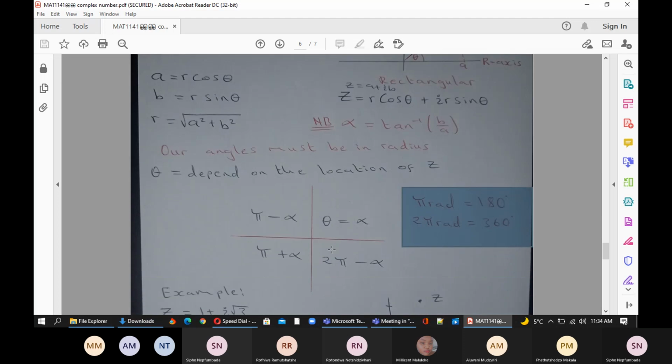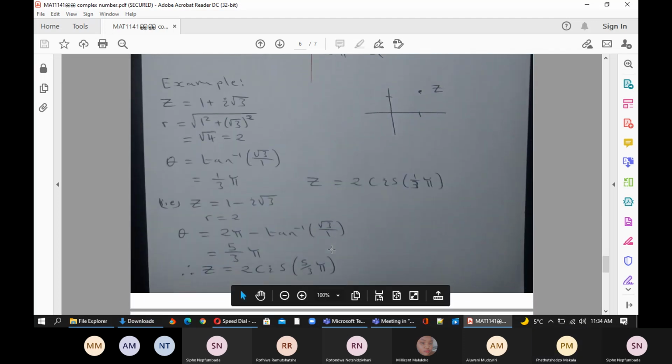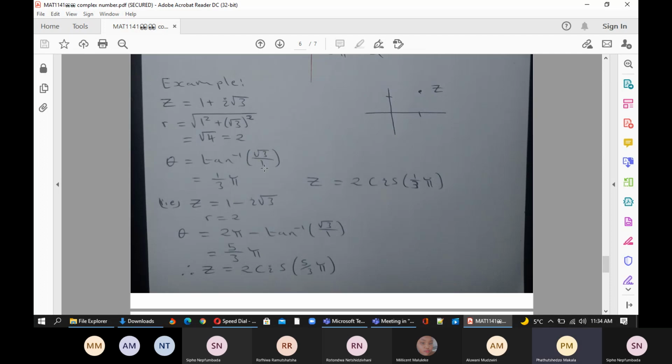So now, don't be surprised when I wrote theta equal to tan arc root 3 over 1. I got it here. Our A is 1. Our B is root 3. Are we together? So here we find 1 over 3 pi.